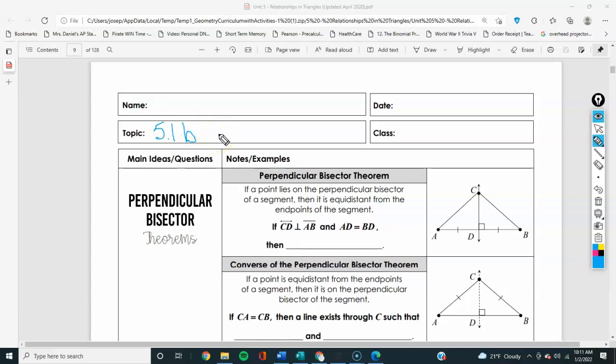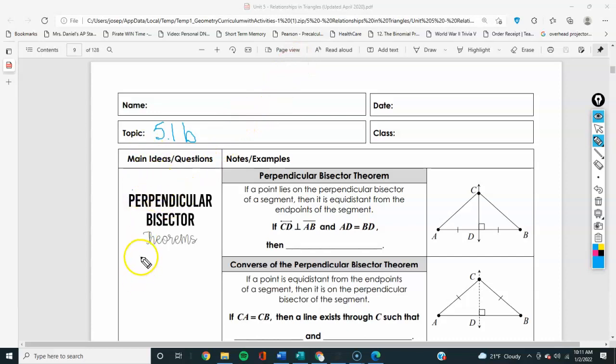Today, y'all, we're going to be looking at 5.1b. We're going to be looking at perpendicular bisectors and angle bisectors and all the other bisectors. Quick reminder, bisector means to cut into two. Cut into two what? Two equal parts. Bisect. Sect, cut, by, two. Bisect cuts into two equal parts.